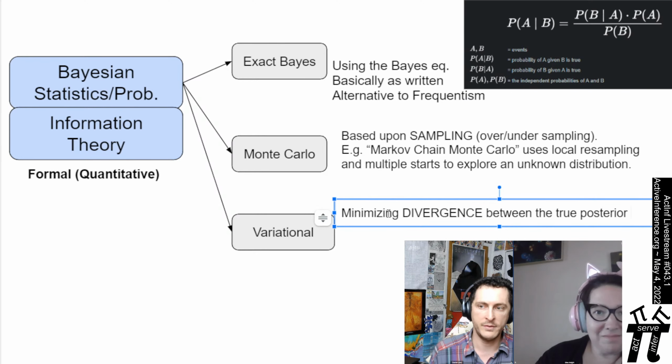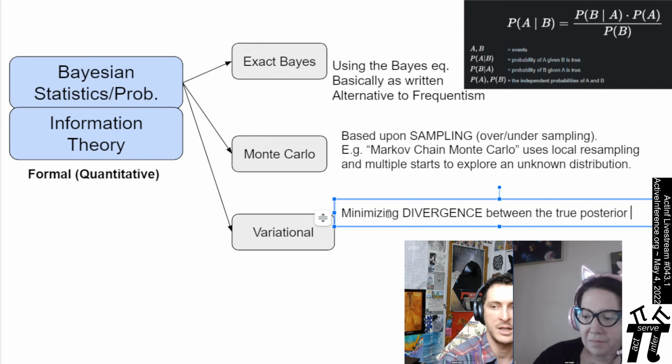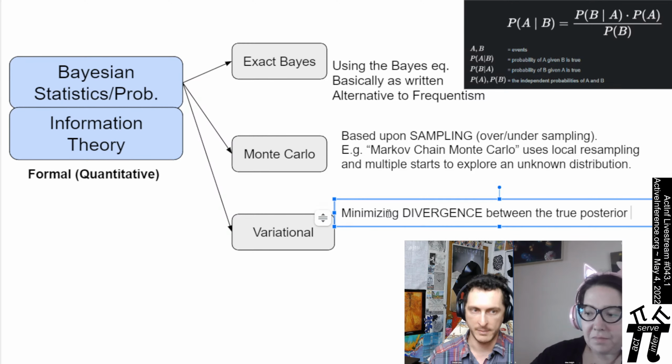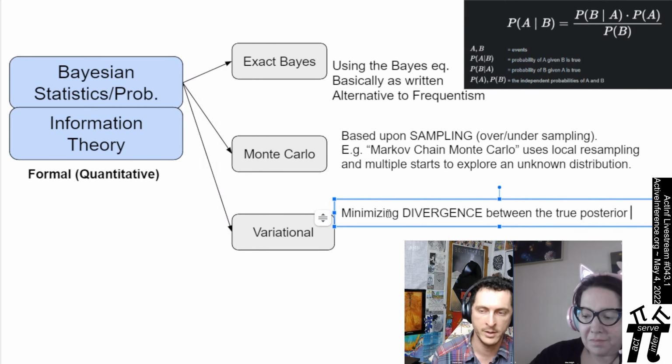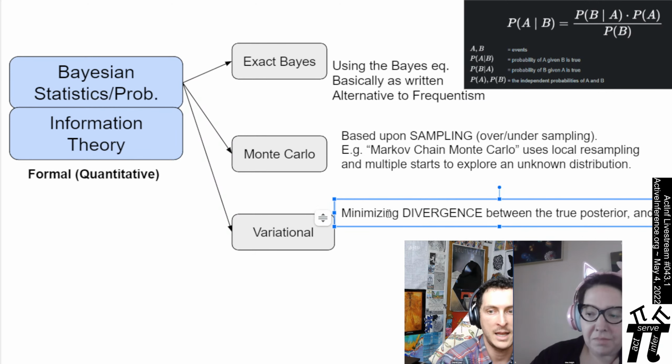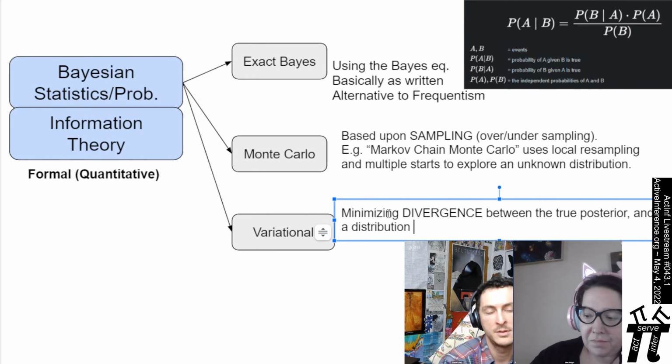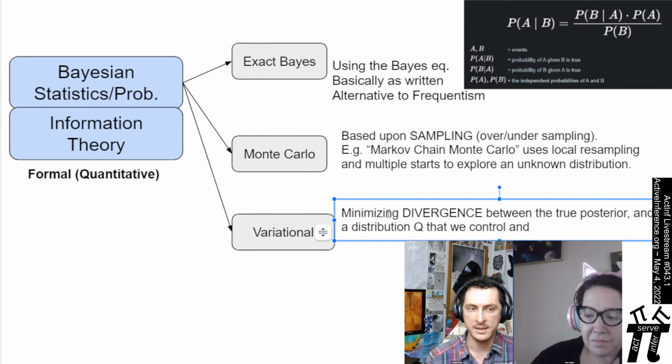So in variational, we're not going to use sampling. We're going to use the minimization of a divergence, which is a KL divergence, but they mention in this paper it can also be a different kind of divergence, and the Renyi divergence has been explored in some recent work of Sajid et al. So we're going to minimize the divergence between the true posterior and a distribution Q that we control and is tractable to optimize.